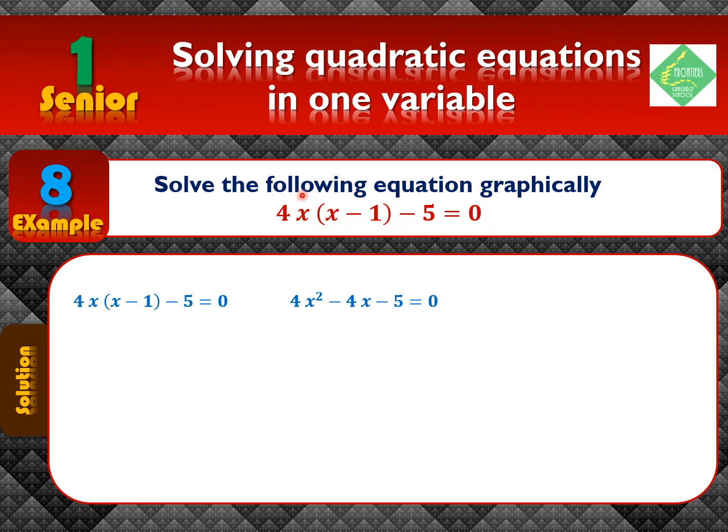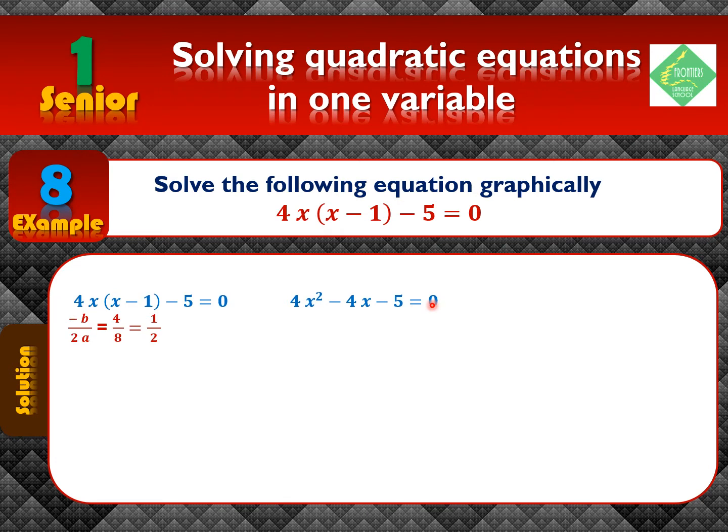So you have to multiply 4x by x and also multiply 4x by -1. For x multiplying x, you will get 4x squared, and here I have positive with negative sign, so you will get negative sign. For 4x times 1, you will get 4x, and here I have -5 as a constant, equals 0.